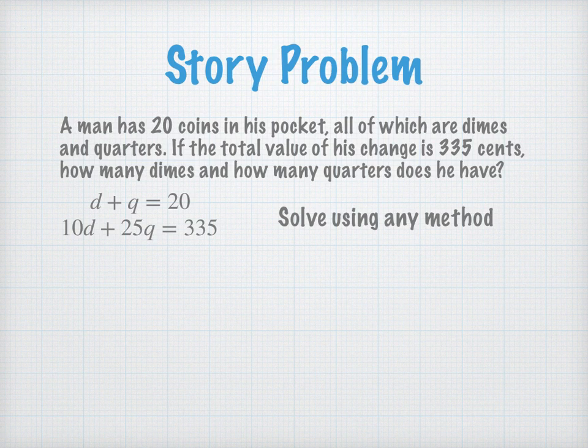Now, you can solve this using any method. It's set up nicely to use elimination, but you could choose to use substitution as well if you wanted to. Go ahead and pause, try to solve it before you look at the solution here, but you should come up with 11 dimes and 9 quarters.